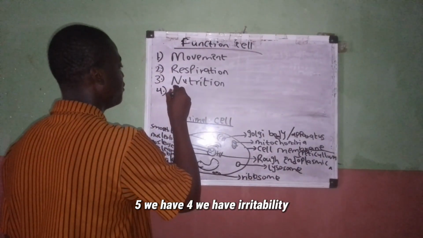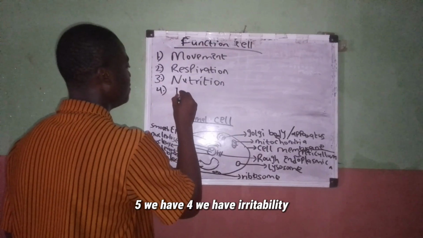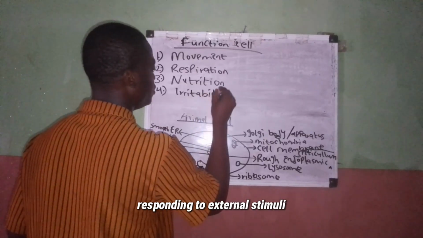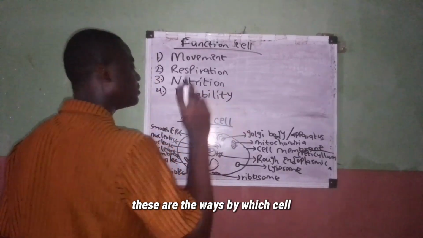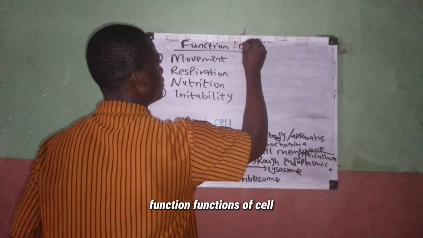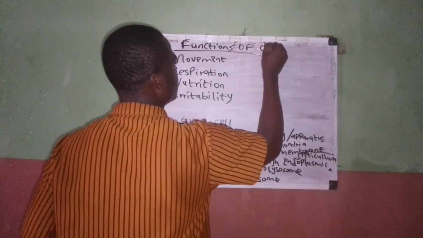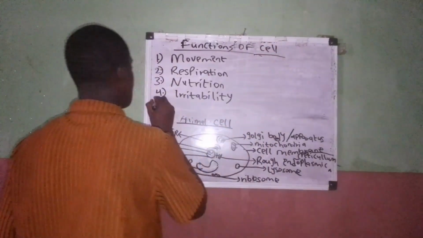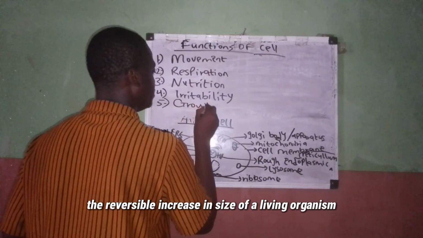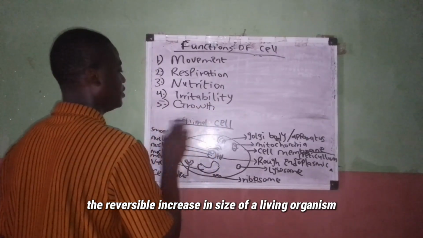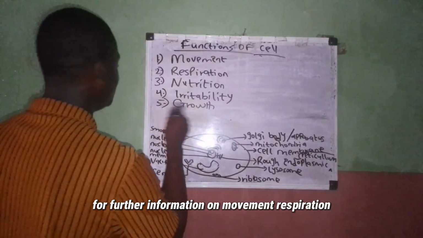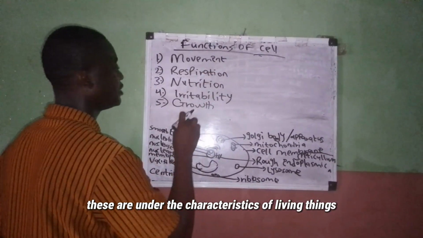We have irritability, responding to external stimulus. These are the ways by which cells function. Growth, the irreversible increase in size of a living organism. For further information on movement, respiration, all these are under the characteristics of living things.